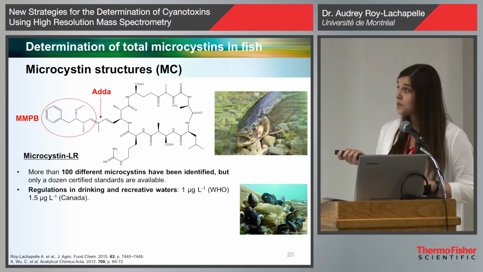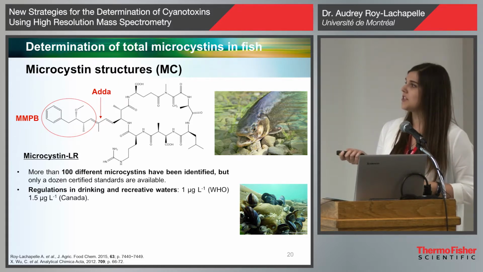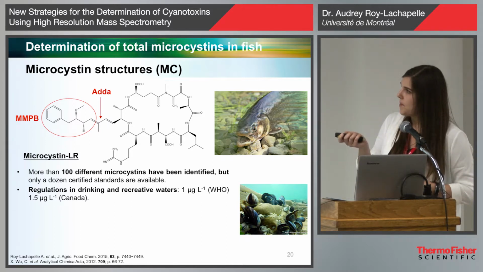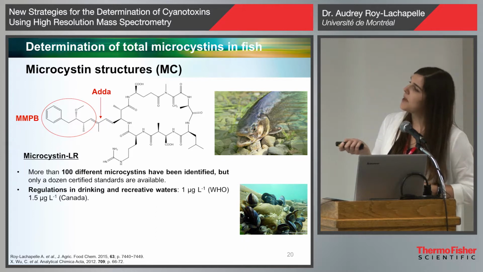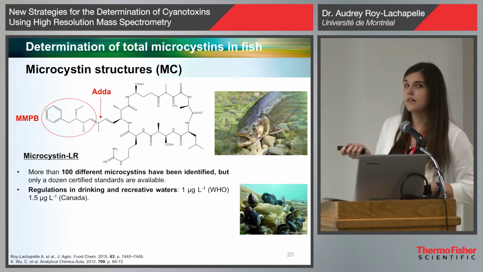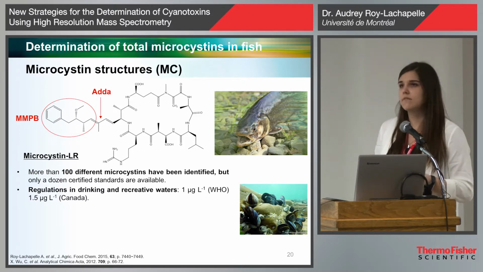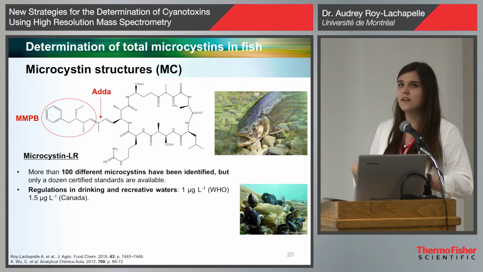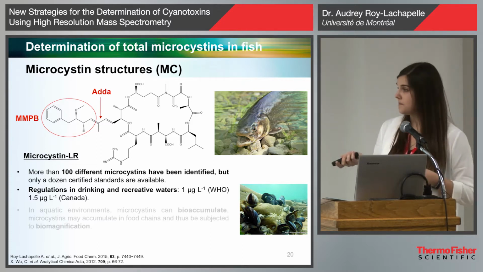So what we wanted to do is to be sure that we analyze all the microcystins. We wanted to develop an oxidation method to extract the MMPB part, which is here, from the polypeptide cycle of the microcystins. This part is common to all congeners, and with that we can have an idea of the total concentration of microcystins in one sample.